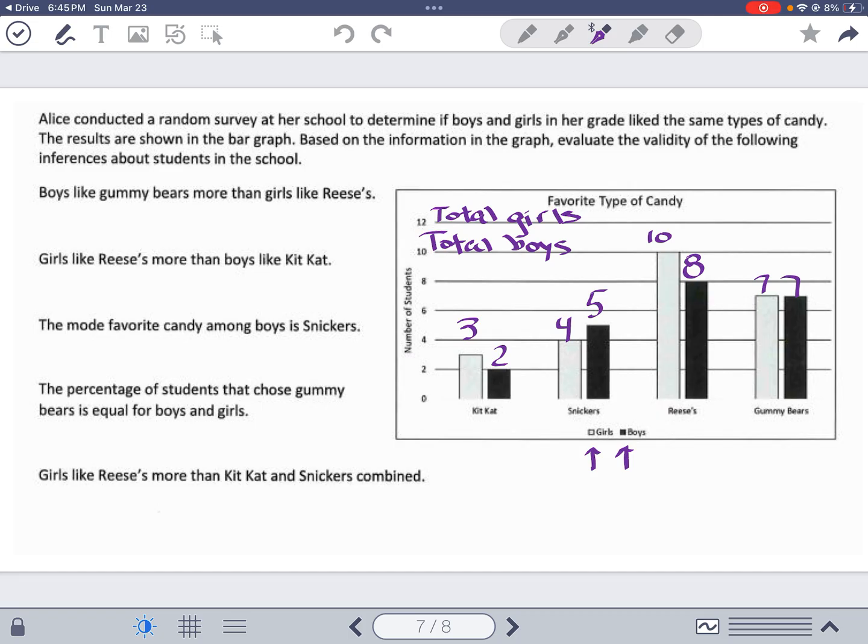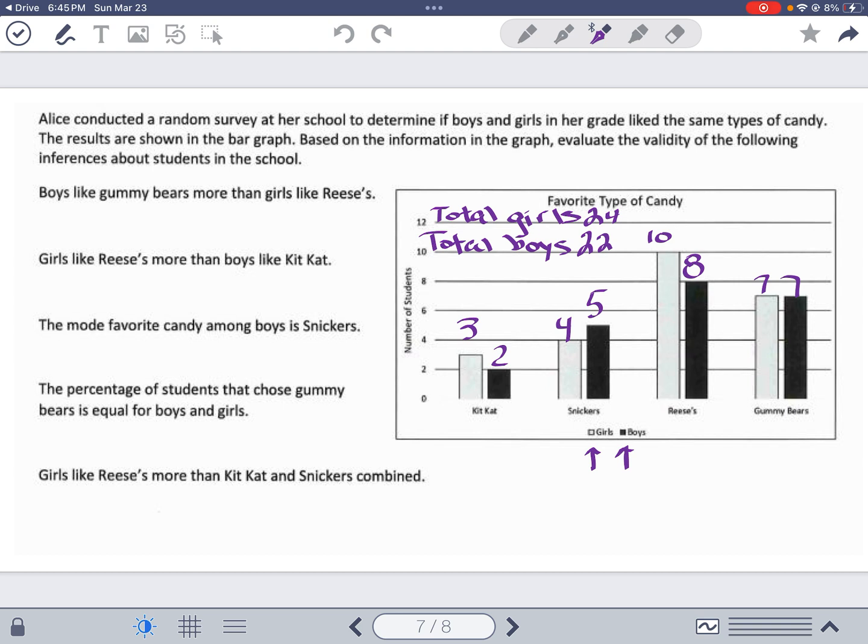So for girls, you're adding 3 plus 4 plus 10 plus 7. I got 24. For boys, you're adding 2 plus 5 plus 8 plus 7. And I get 22 on that one. All right, here we go.